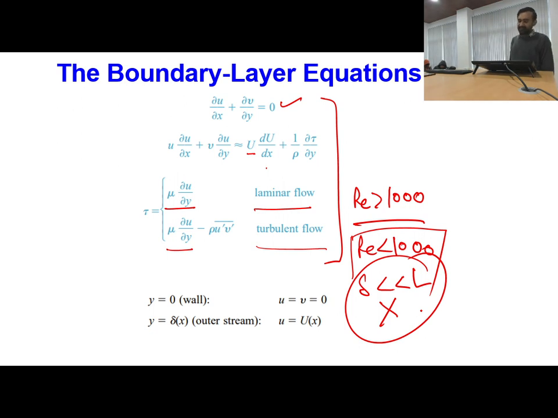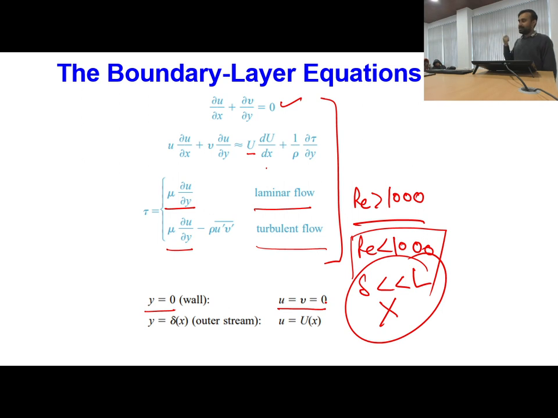These equations are applicable only for Reynolds number greater than 1000. Okay, now whenever we have the governing equations, we also need to apply certain boundary conditions, then only we will be able to solve the equations. So what are the boundary conditions? At y equal to 0, u and v will be equal to 0.